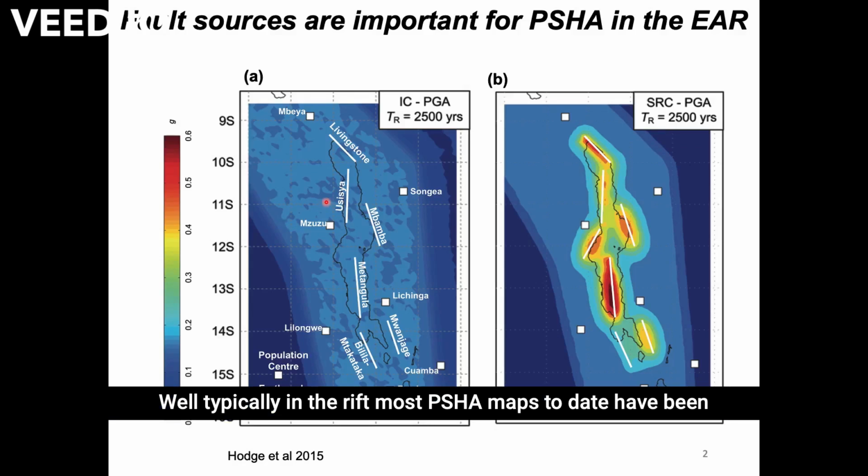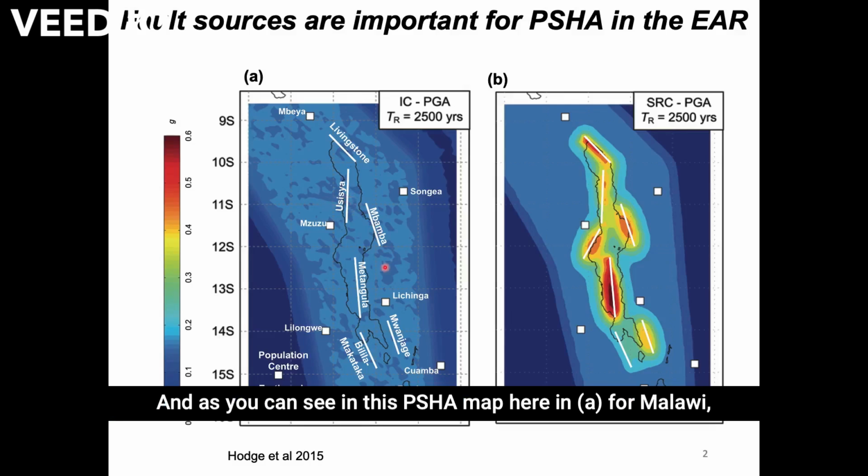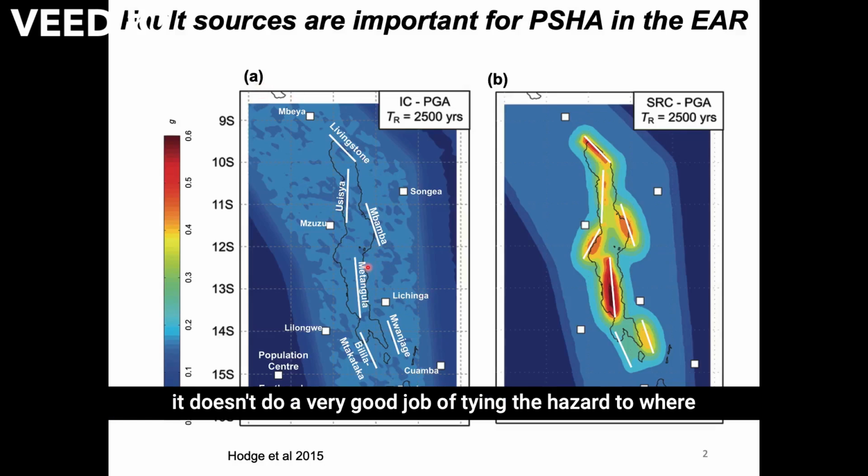Well, typically in the rift, most PSHA maps to date have been made by considering just the instrumental record of earthquakes. And as you can see in this PSHA map here in A for Malawi, it doesn't do a very good job of tying the hazard to where the active faults in the rift actually are. And that's because we don't have much information on the slip rate of these faults or their likely recurrence intervals.